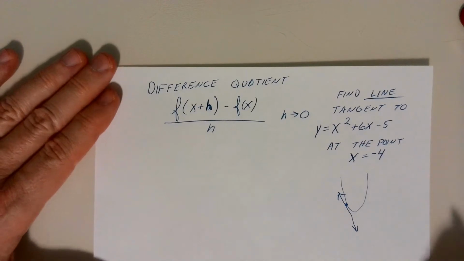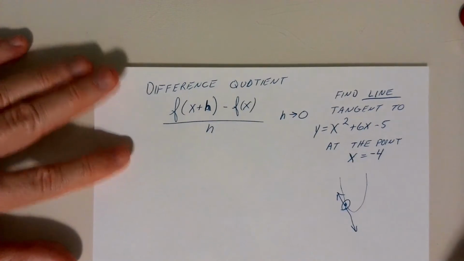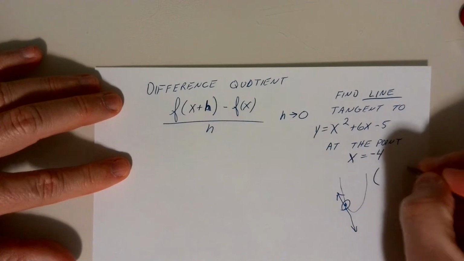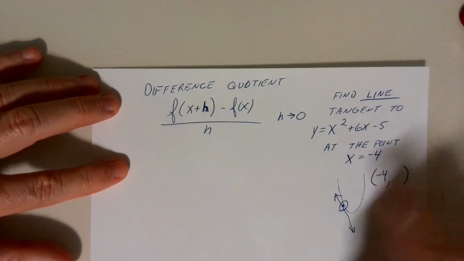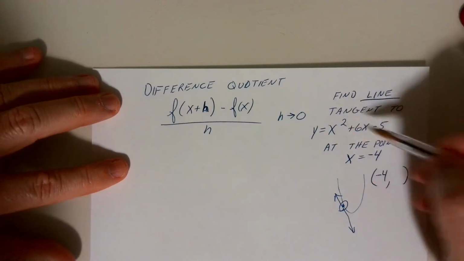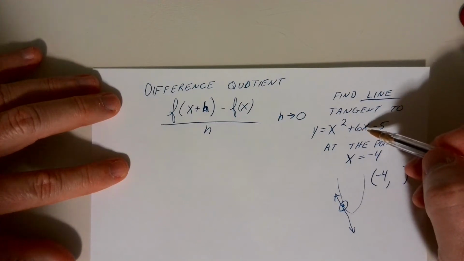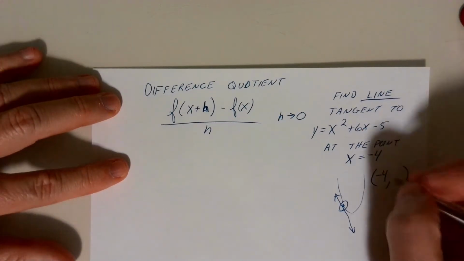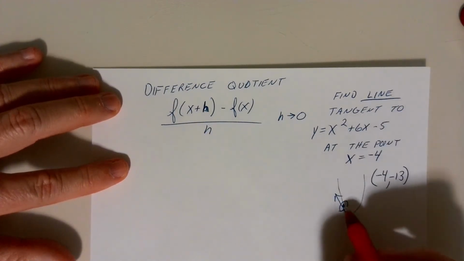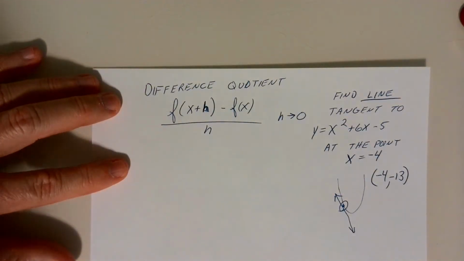The first thing I'm going to do is find out what this actual point is. I know that the x value is -4, so I'll plug -4 into the quadratic and find its corresponding point. -4 squared is 16. 16 plus -24 is -8. -8 minus 5 is -13. So my point is -4, -13. That is the point on the parabola.